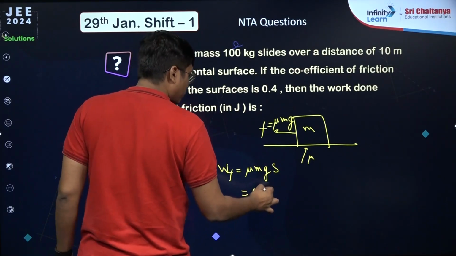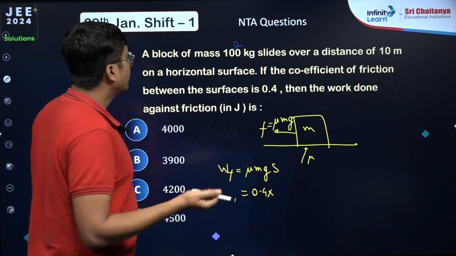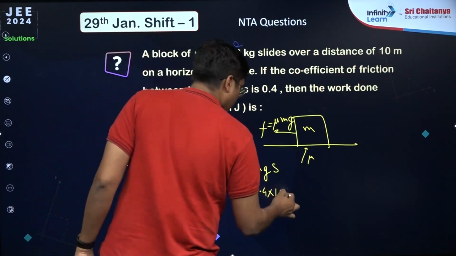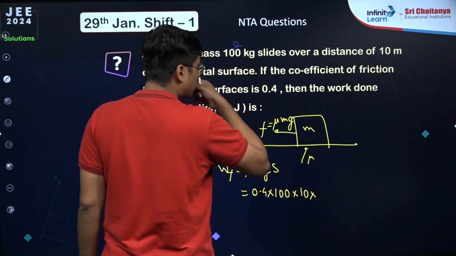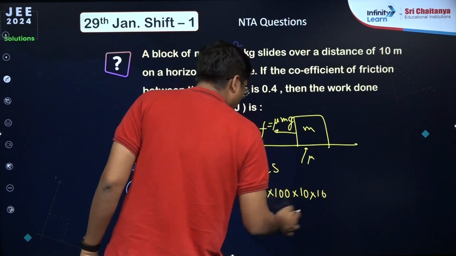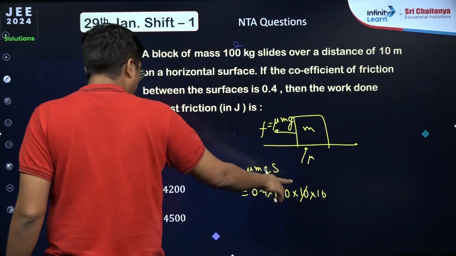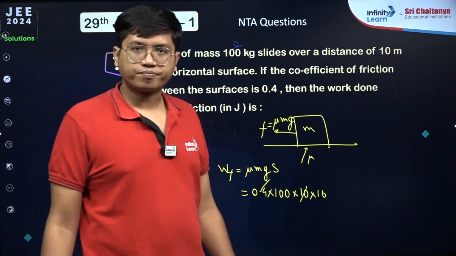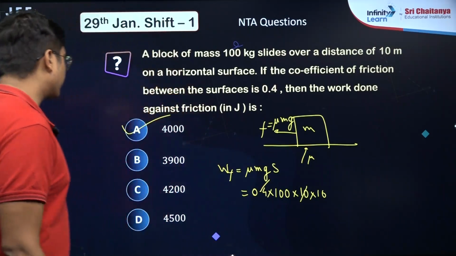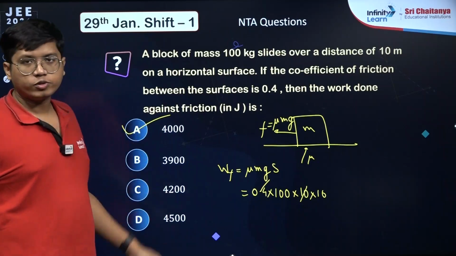Mu is 0.4. Mass is given as 100 kg. Acceleration due to gravity is 10. And the displacement is also 10 meters. So we get, take this out with one of them. So 4 into 1000, that is 4000. That is the work done by friction. And generally it's going to be a negative work done. Since you have been only asked for magnitude, you stay with that.